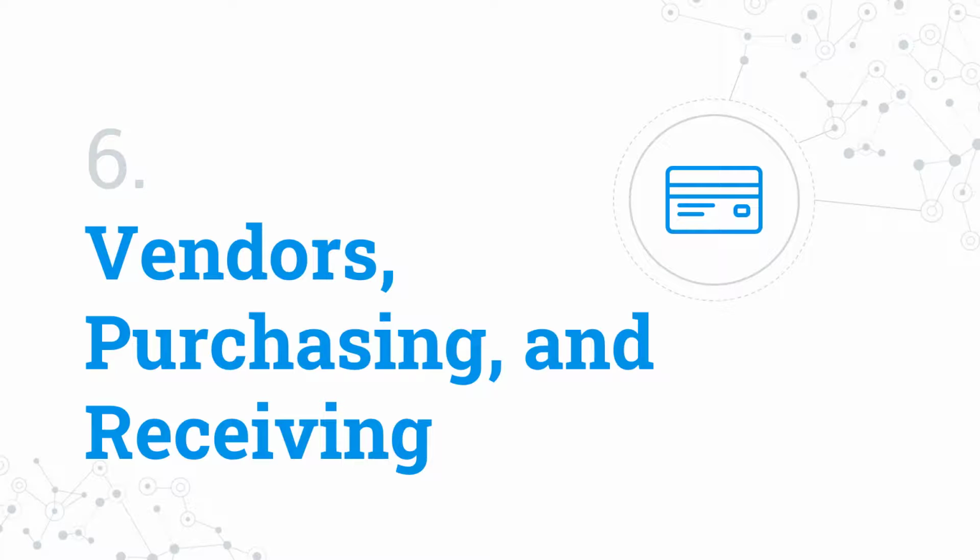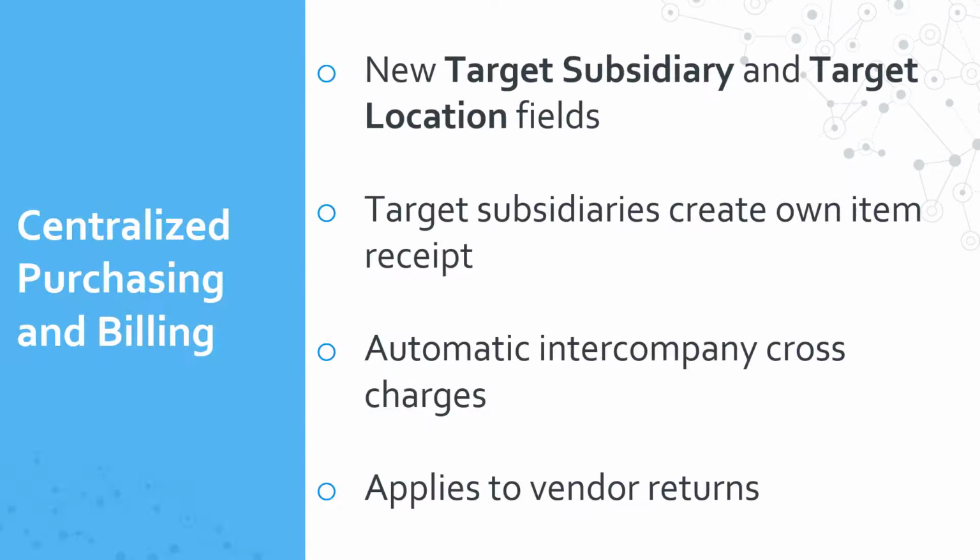Now for some updates pertaining to vendors, purchasing, and receiving in NetSuite. One of the large updates in this area for NetSuite 2021.1 is centralized purchasing and billing for One World accounts. With this feature, you can cut down on transfers between locations by receiving orders and fulfilling vendor returns across multiple subsidiaries.